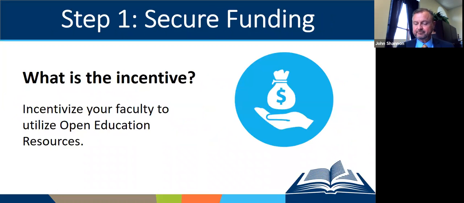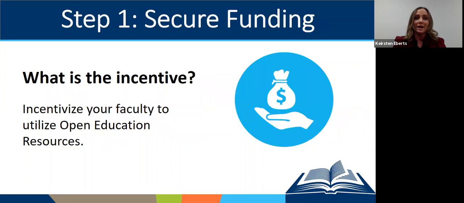Kirsten? Yeah, so there's a lot of information that I'm going to share from steps 1 to 5, and I'm going to try to do it as quickly as possible. That way we have time for some questions at the end. So step 1, Dr. Shannon just mentioned this, is to secure funding. What is the incentive for faculty to use open educational resources? We found that it was really important in our process of going from 0 to 46 courses utilizing open educational resources that we incentivize faculty.